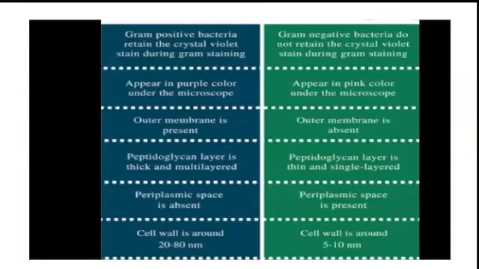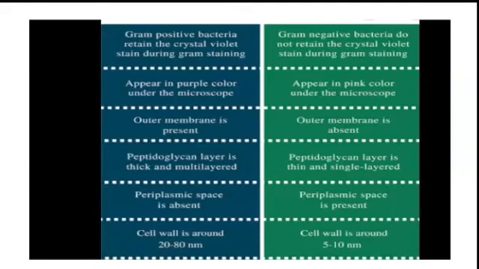Here is the diagrammatic representation of differentiation of gram-positive and gram-negative cell wall. Gram-positive bacteria retain the crystal violet stain, whereas gram-negative bacteria do not retain the crystal violet. Gram-positive appears purple in color, and gram-negative appears pink in color.